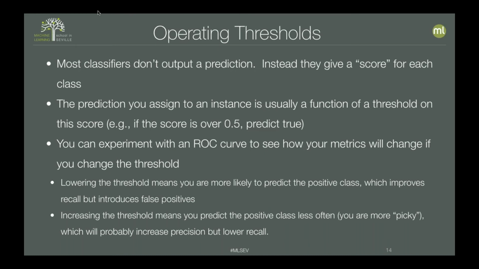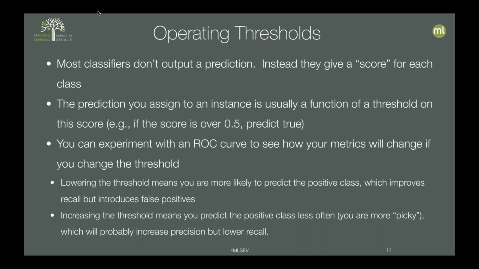You can experiment with thresholds along an ROC curve to see how your metric changes when you change the threshold. So if you lower the probability threshold, you can imagine, okay, I'm going to predict true whenever the model score is above 0.2 instead of 0.5. If you lower the threshold, that means you're going to be more eager to predict the positive class. What's going to happen? You're going to increase the recall, right? You're going to predict positive more often, so you're going to pick up more of those points that are positive, but also you're going to introduce false positives in there.